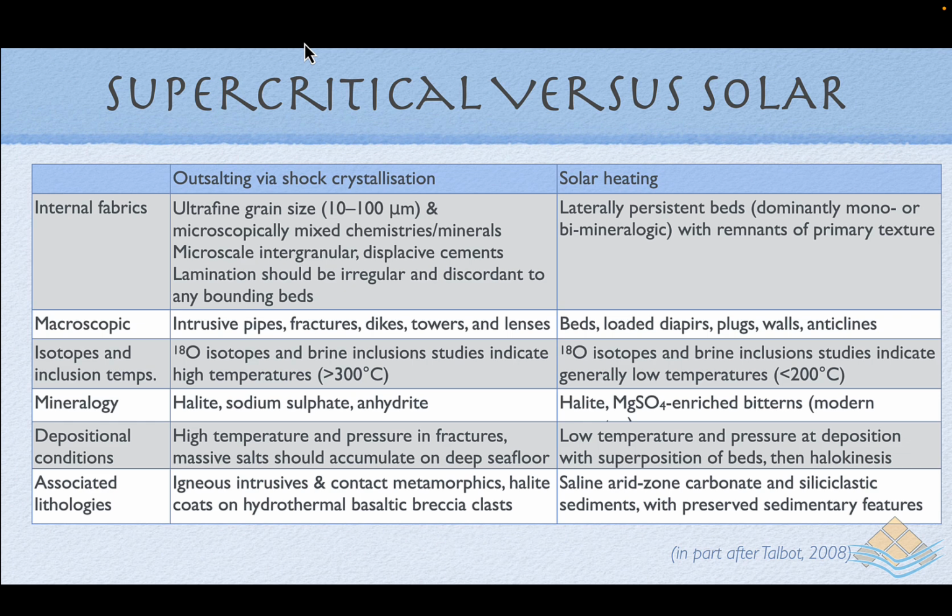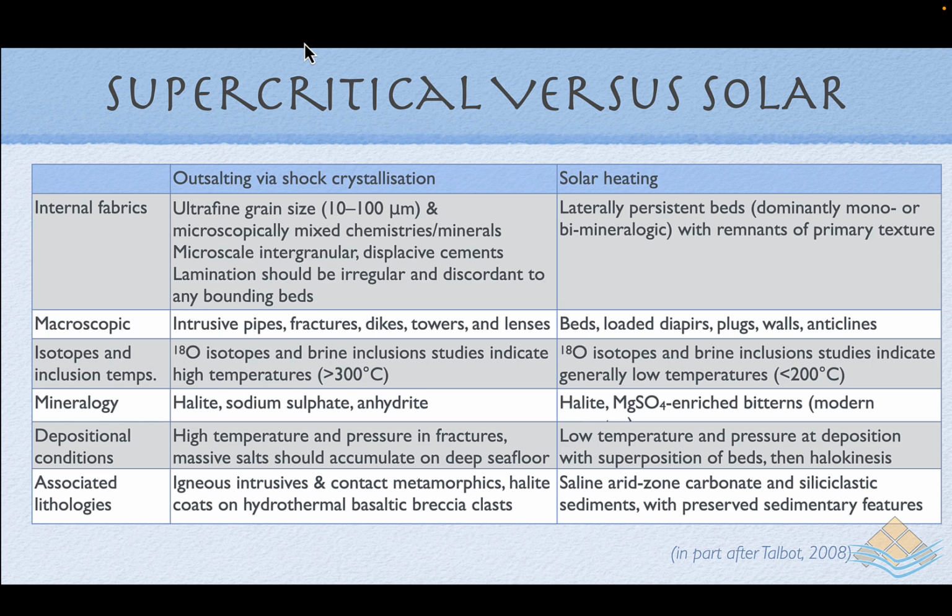Depositionally, we'll see low temperature and pressure at deposition, with the superposition, the stacking of beds, showing sequential, gravitationally controlled texturing, followed, with loading, quite early sometimes, by halokinesis. We'll tend to see climatic associations with saline arid zone carbonates and siliciclastic halos, which preserve many sedimentary features associated with that succession. So these are the characteristics we should see if we compare the hydrothermal halites, the critical point supercritical halites, with typical evaporite textures.